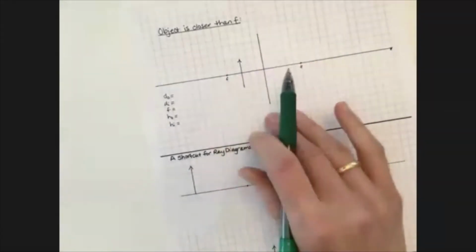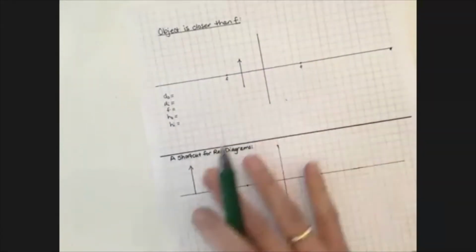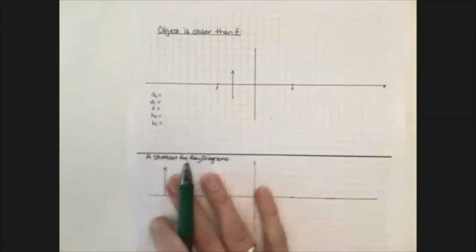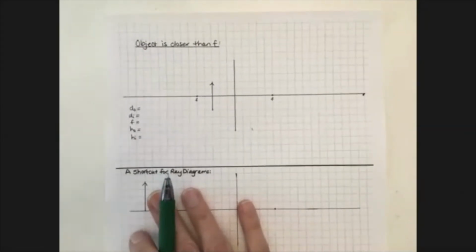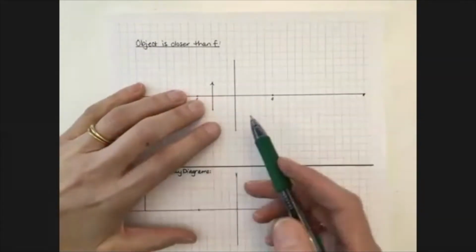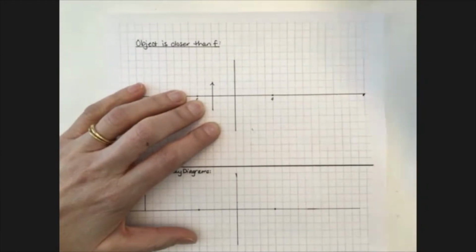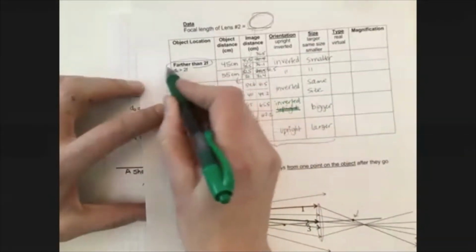So the last ray diagram here of the basic kind, and then I'm going to teach you a shortcut. This last one, oops, sorry about that, is our fourth situation. So what we're doing is a ray diagram for each one of the things in our data table. There are 4 scenarios here: farther than 2F, at 2F, between F and 2F, and closer than F.